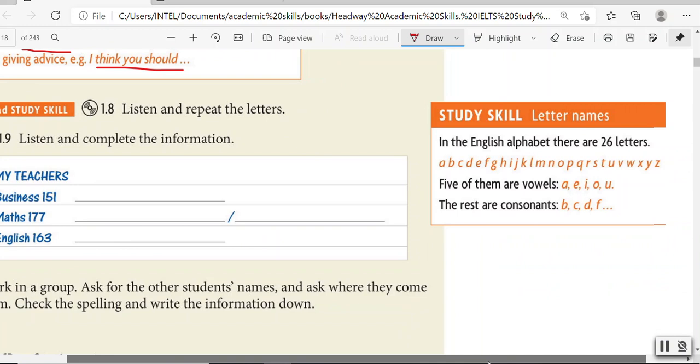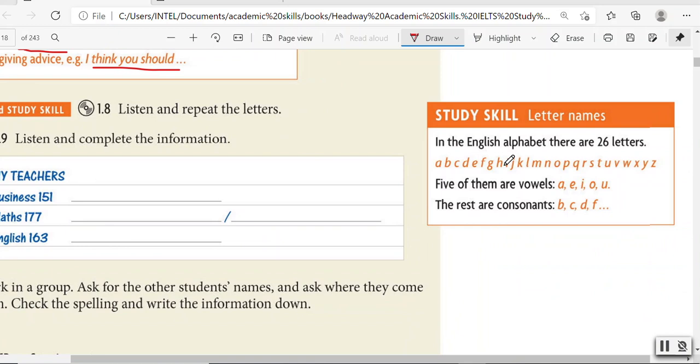Letter names. In the English alphabet, there are 26 letters. 5 of them are vowels and the rest are consonants. Okay, we have 21 consonants and 5 vowels in English.